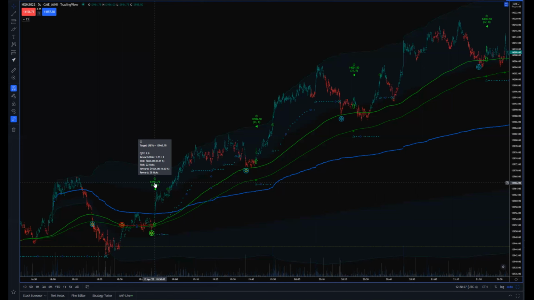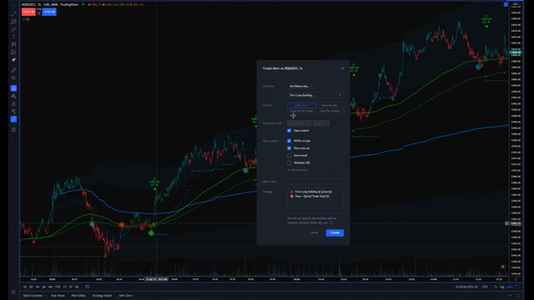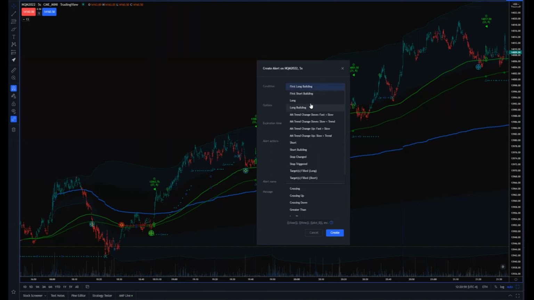The building phase is kind of the warning, and that's what these alerts are. So first long building and first short building are denoted by brighter green and brighter red. So this was a first short, this is a first long.